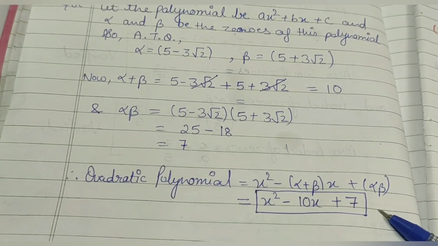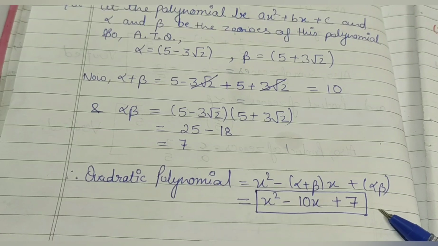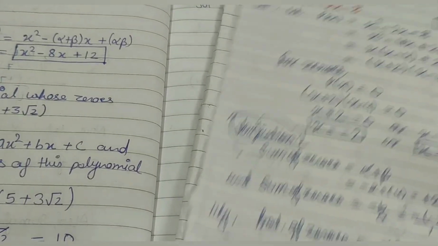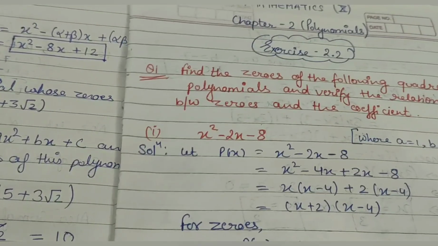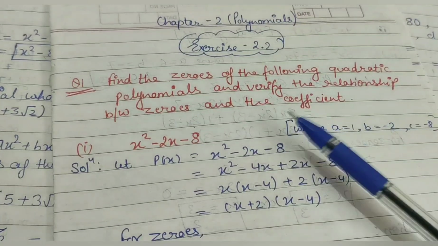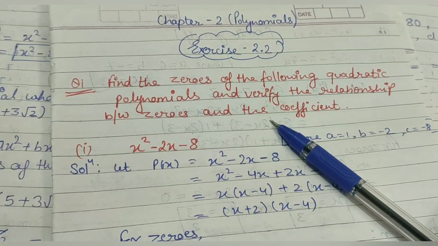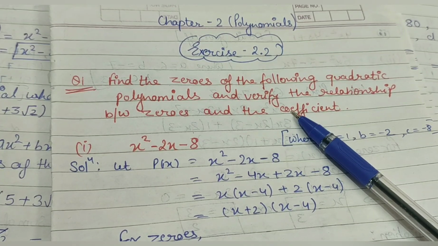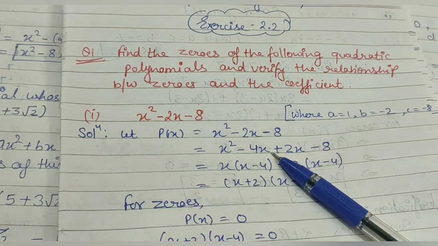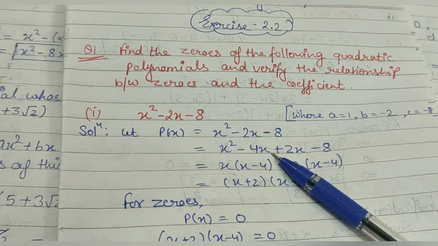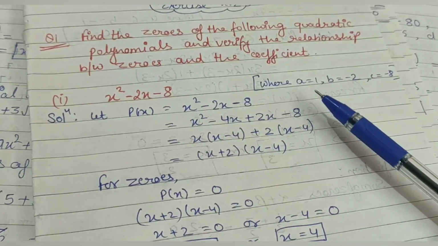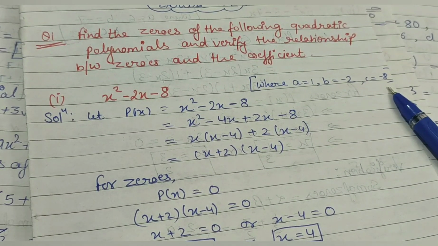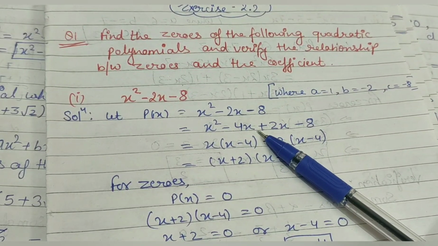Now I am going to discuss exercise number 2.2, and the very first question in the exercise part from our NCERT book is this. Find the zeros of the following quadratic polynomials and verify the relationship. We already discussed how we can find it, so you can see the very first part, x square minus 2x minus 8. Again I am going to start, and you can see here the a value is 1, b is minus 2 and c is minus 8. Now let's start. Let the polynomial be p(x).